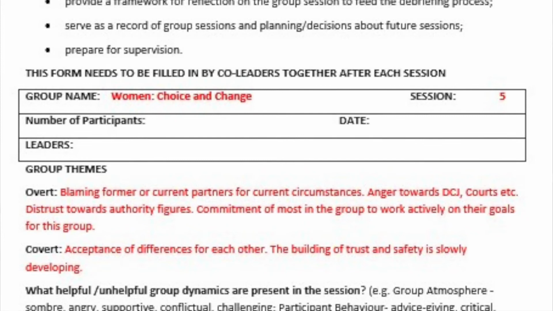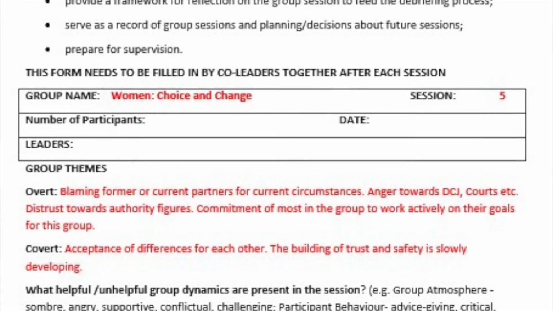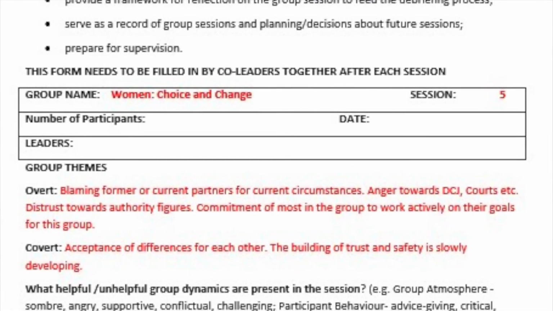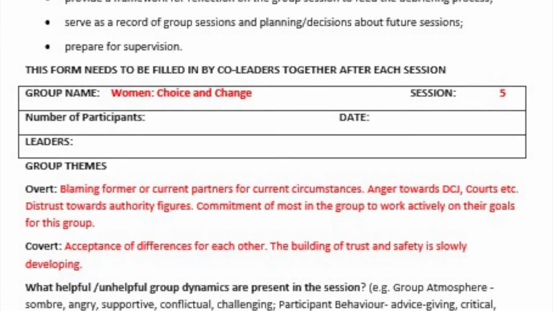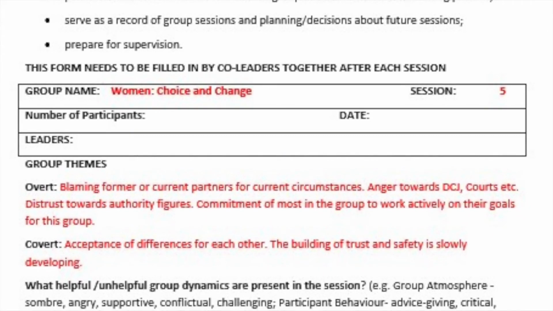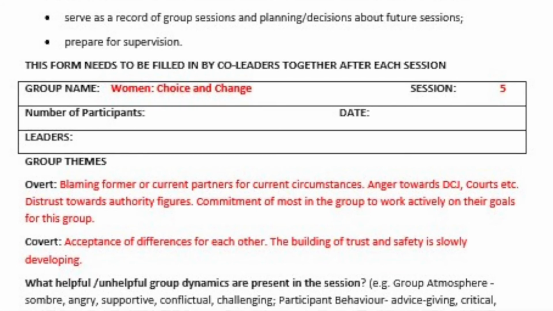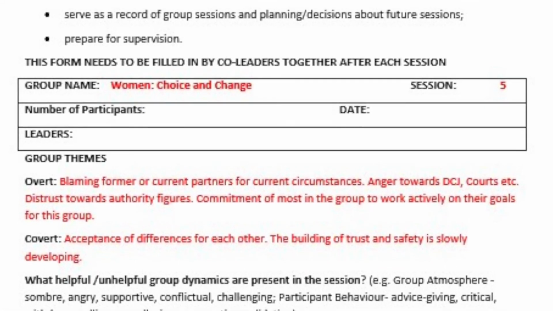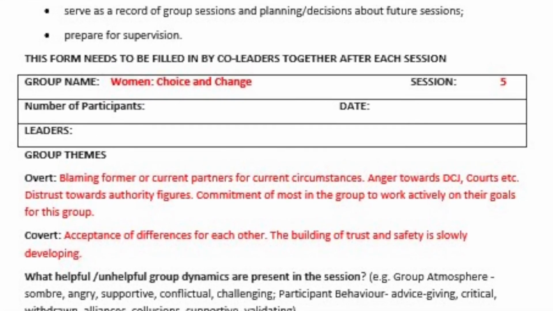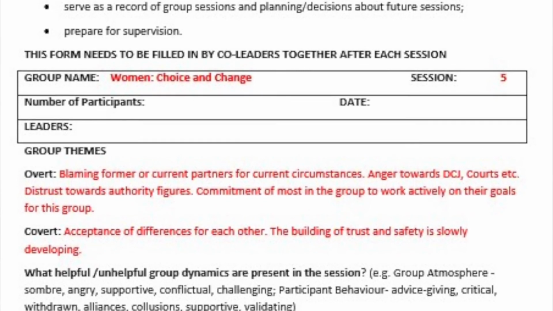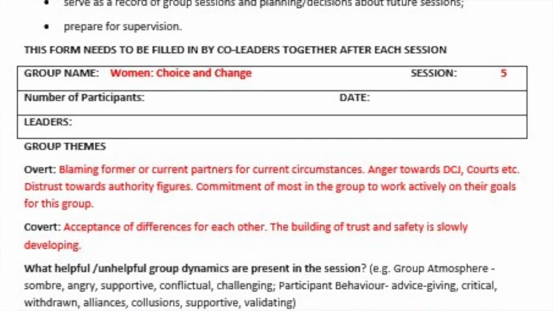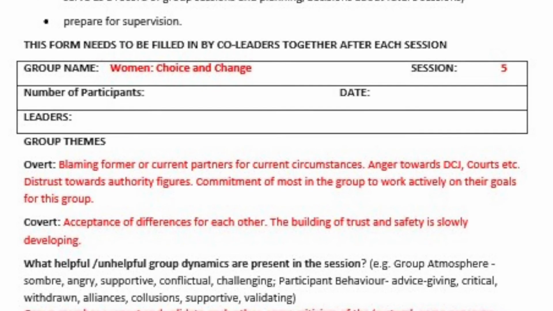And the first thing that will come up on this documentation is about the group themes that are present. And we tend to categorise these as both covert and overt themes that are occurring. And essentially they're just fancy terms for some patterns that are developing or that you're seeing present in the group.